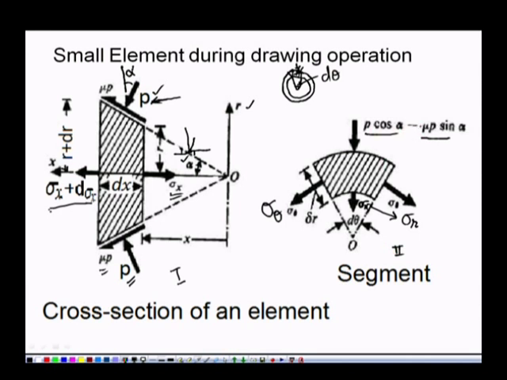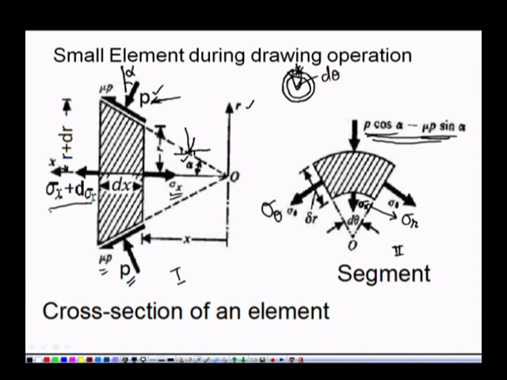So, P cos alpha minus mu P sin alpha is there. The two components of P: P cos alpha is from the top. Another one, mu P, its direction is upward, so minus mu P sin alpha. This is the total pressure that we can consider from the top. Similarly, sigma r is in the downward direction from the inner side.